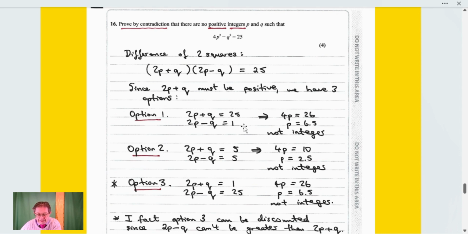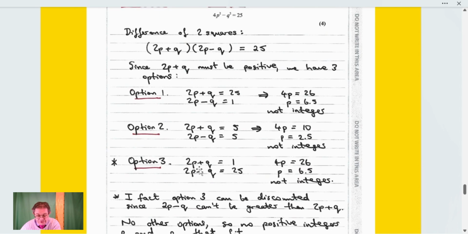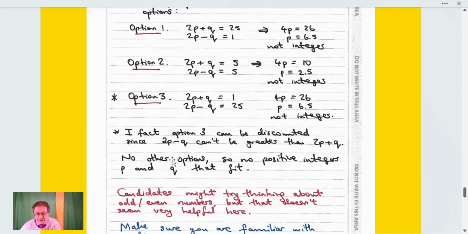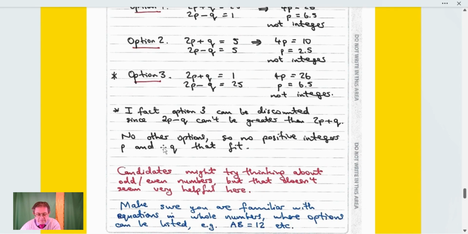If we add them together, we get 4p is 26, p is 6.5, and q would be 12. 6.5 is not an integer, so we rule out option 1. Option 2 we can probably rule out because q would have to be naught. P would also have to be 2.5, not an integer. And for option 3, we've already ruled it out, but if we worked out p, we would get 6.5, not an integer. There are 3 options and none of them work. So no other options, so no positive integers, p and q, that fit.